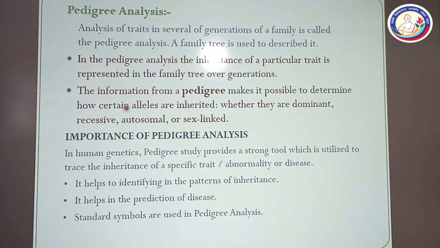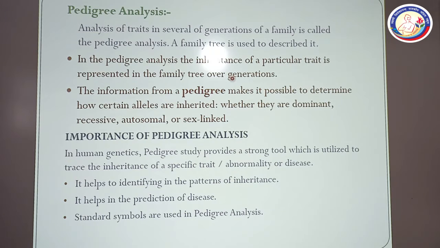Come to the first, pedigree analysis. What is pedigree analysis? Analysis of a trait over several generations of a family is called pedigree analysis. Suppose there is a family suffering from hemophilia, and you are studying the inheritance of hemophilia in that family; this is known as pedigree analysis. So several generations are considered here. A family tree is used to describe it, and we will use a specified outline figure known as a family tree. In pedigree analysis, the inheritance of a particular trait is represented in the family tree over generations.